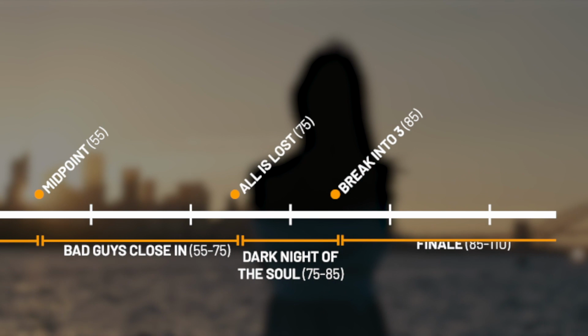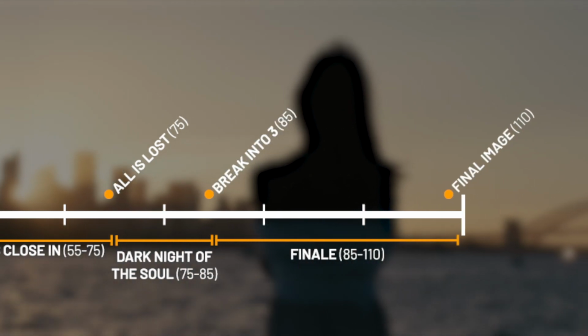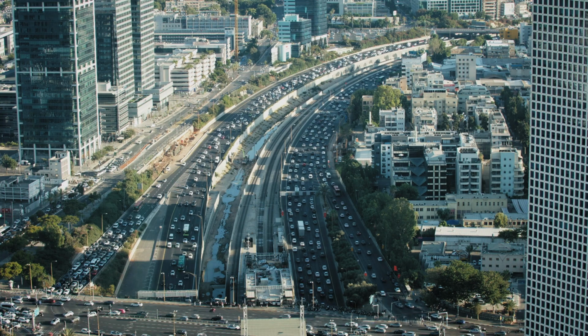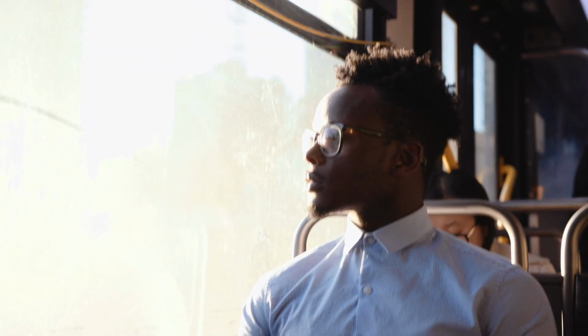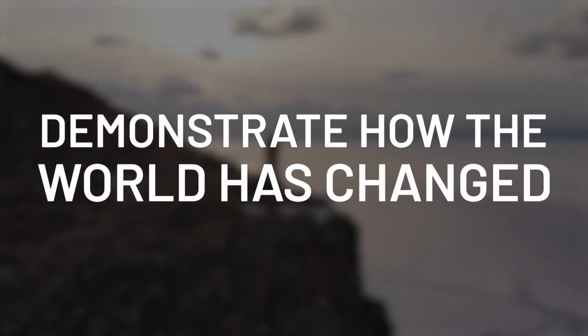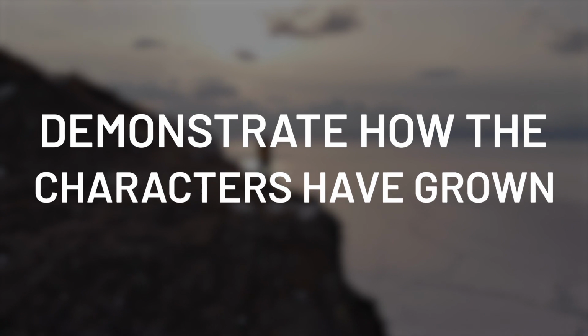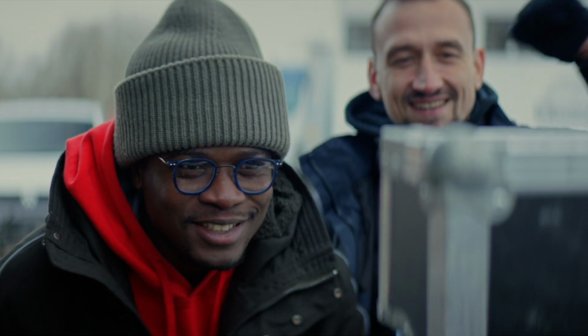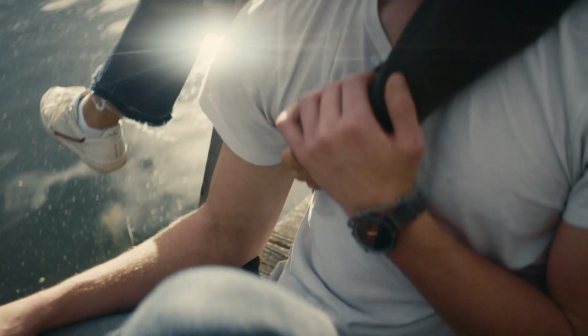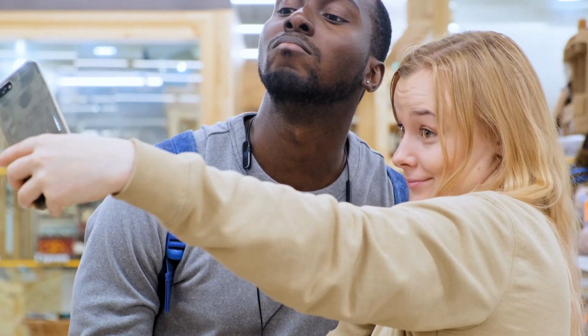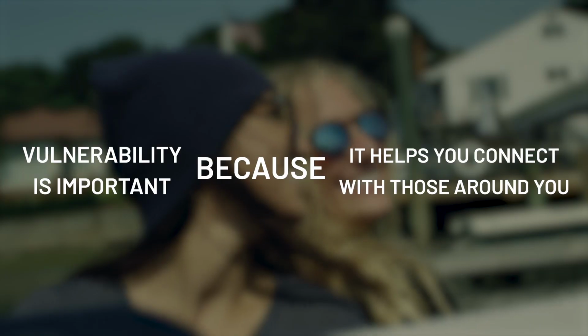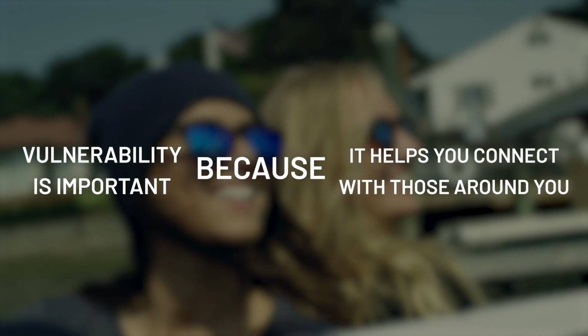With that tidied up, all that's left to do is offer up our final image. This is the opposite of the opening image on page 1. We show the same world but demonstrate how it's changed, how our characters have grown and our controlling idea has been proven. Our hero enjoys his new life, finally going on that date with the Doctor, enjoying friendship with the housemate, and no longer struggling with the aspects of the world around him that cause such grief in our fun and games. Vulnerability is important because it helps you connect with those around you.